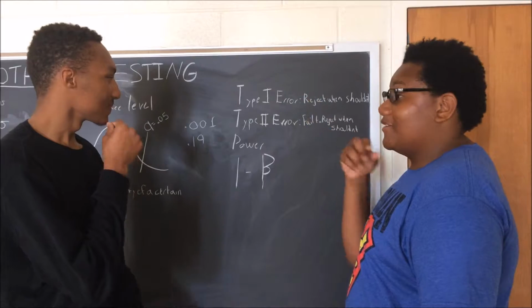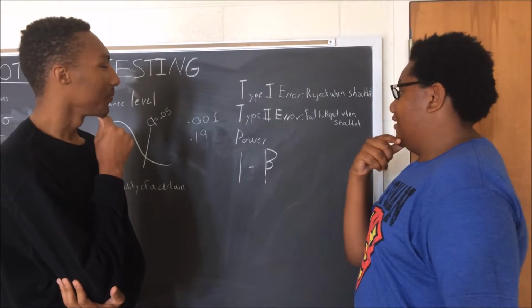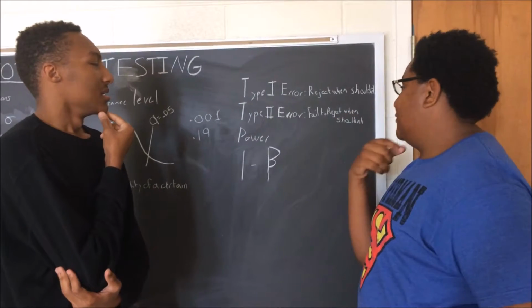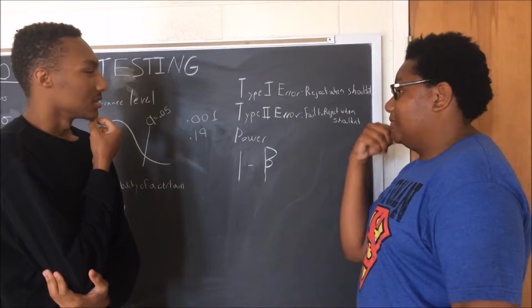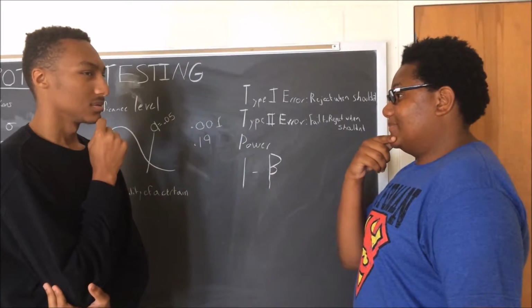So basically, type 1 error is basically when the null is rejected when it shouldn't be. Type 2 error, well, as you can see, it's basically when the null is failed to be rejected when it just shouldn't be. And so yeah, that's basically what that is.